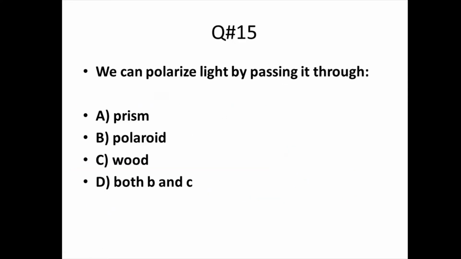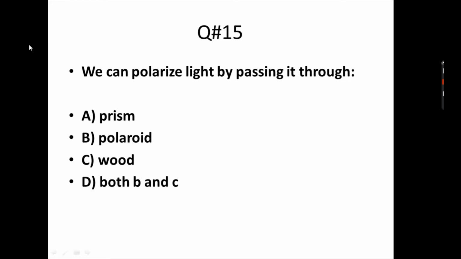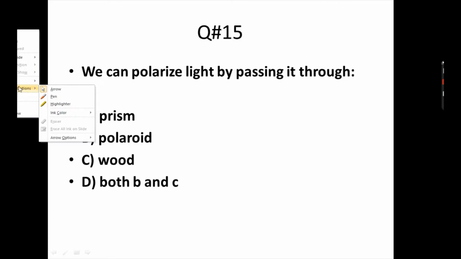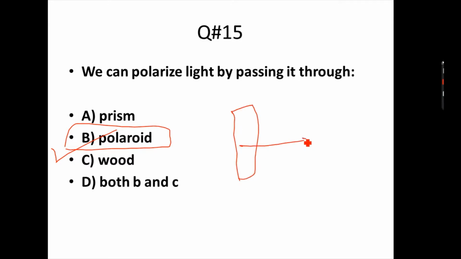The next question, question number 15, is, we can polarize light by passing it through prism, polaroid, wood, both B and C. The right option is B, polaroid. Polaroid is the material that is made of dichroic substances that will allow the light to move only in a single direction. Got it? So the right option is B.